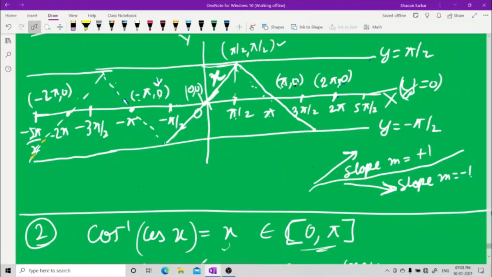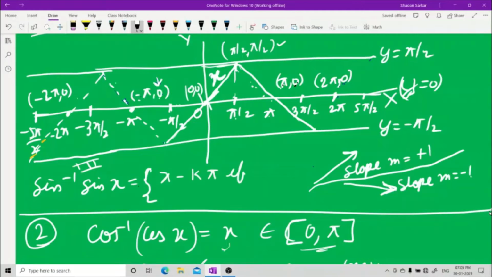Now, the other way of writing is sine inverse sine x. You can write it this way also. See, another way. This is the third method to remember. You can write x minus k pi if k is even, and you can even draw a line here to separate, and k pi minus x if k is odd. See how to use this before I go to cos.